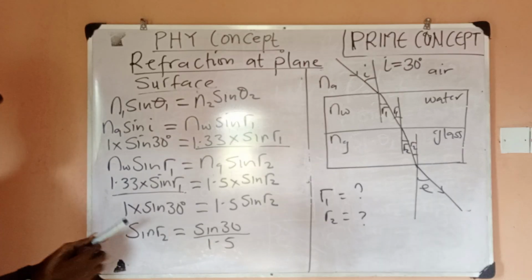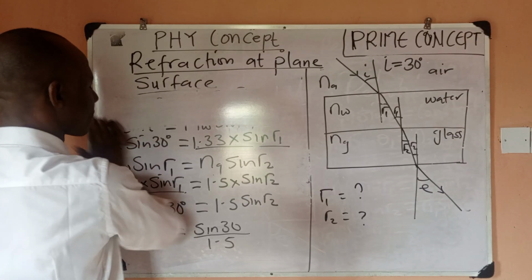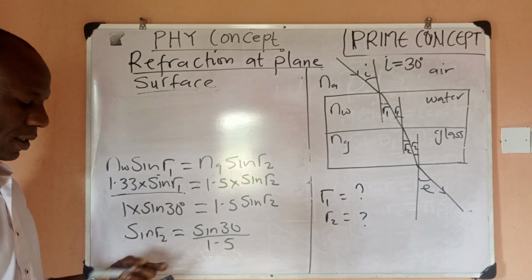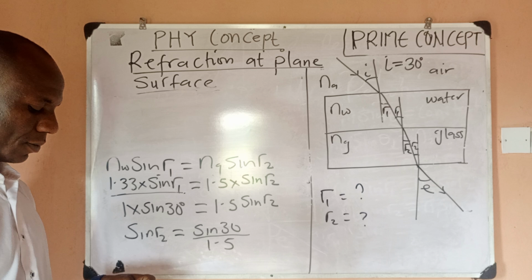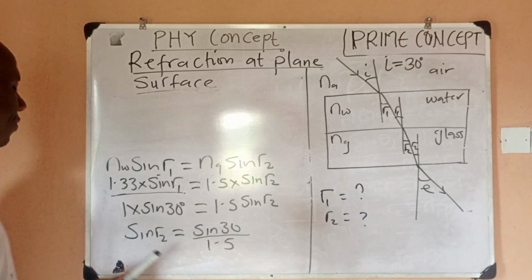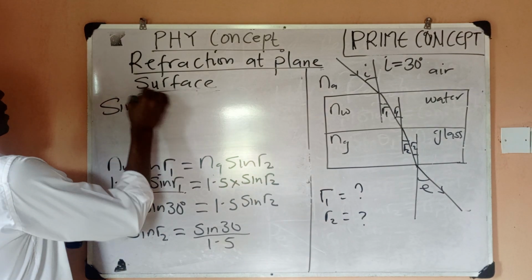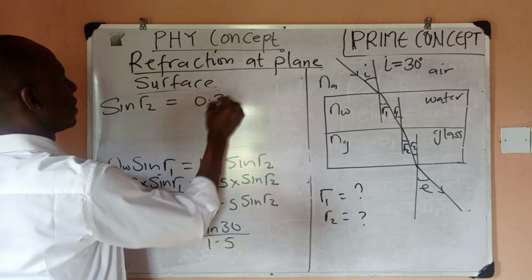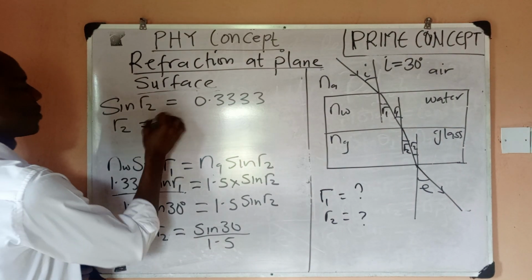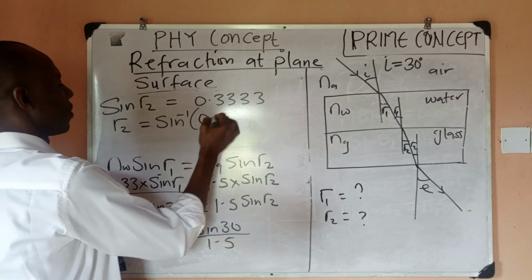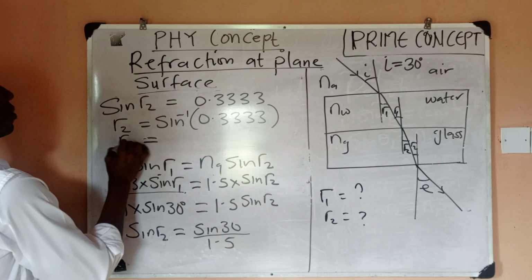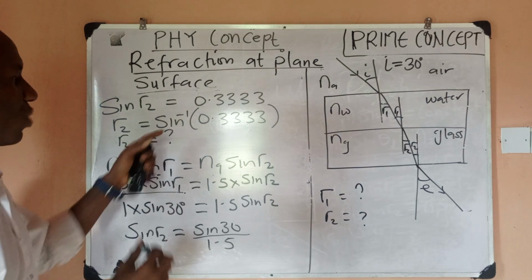When I do that, I would obtain sine 30, which is 0.5, divided by 1.5. So sine R2 is going to be 0.3333. I want to find R2, so R2 becomes sine inverse of 0.3333. When you punch this with your calculator, I want you to put the answer you would get in the comment section.